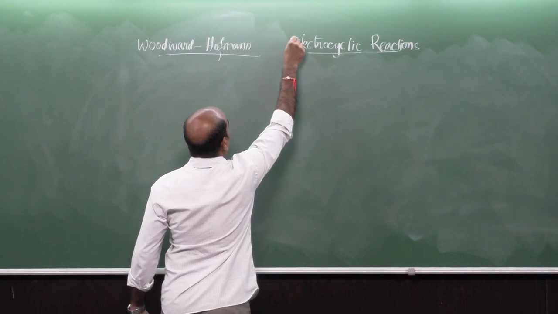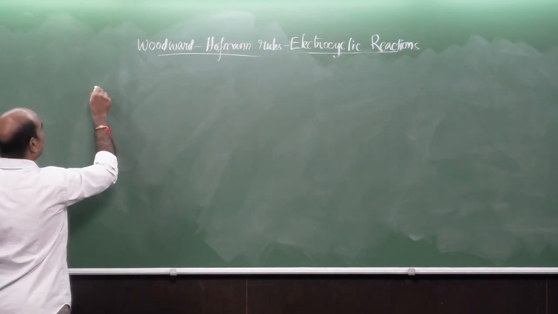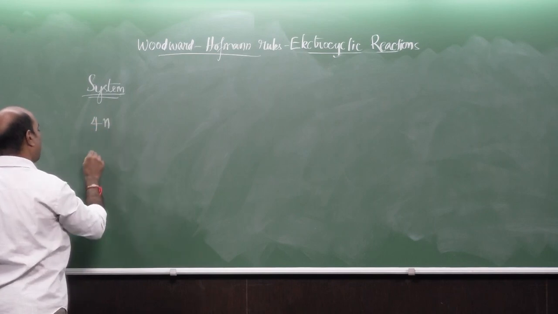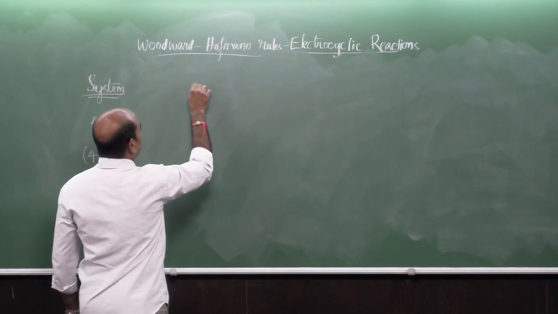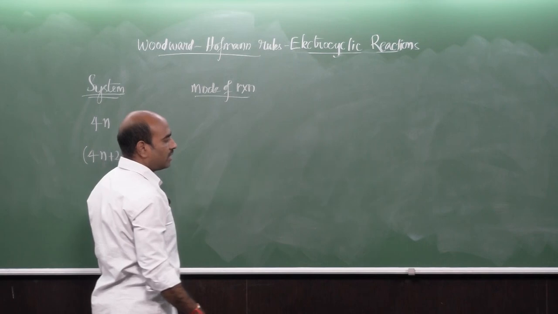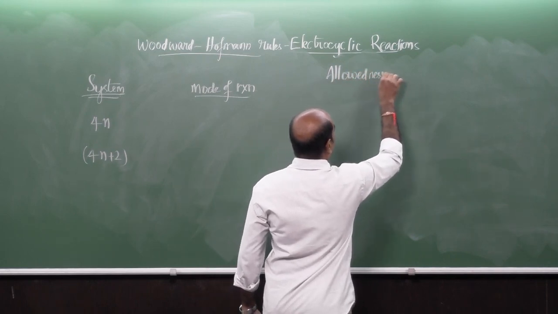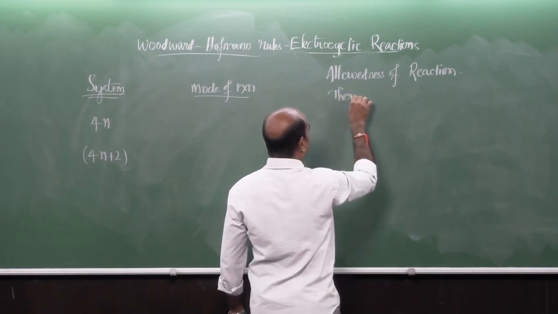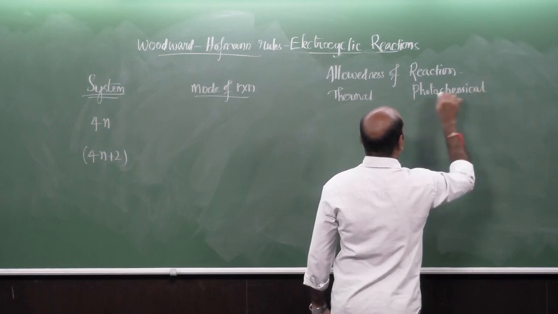Woodward-Hoffmann rules for electrocyclic reactions. Okay. So first consider the system, that is the number of electrons involved. It may be a 4n electron system or it may be a 4n plus 2 pi electron system, right? And the mode of reaction, that is con rotation or disrotation. And then allowedness of the reaction, under thermal condition and also photochemical condition. So thermal condition and photochemical condition.